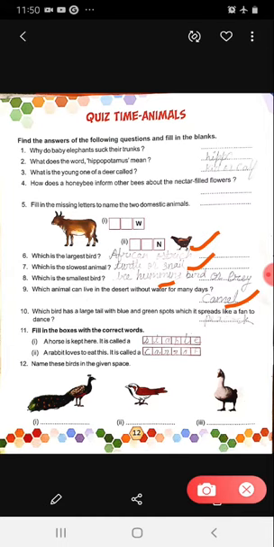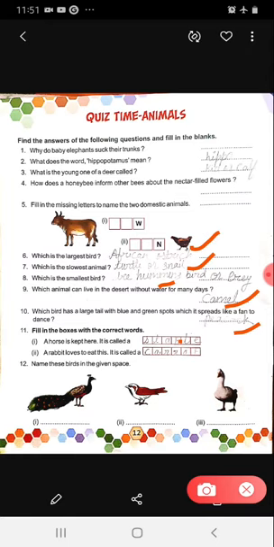Okay, the next, which bird has a large tail with blue and green spots which is spread like a fan to dance? कौन सा animal है? ये bird, peacock. Okay, the next one is, fill in the box with the correct word. तो आपको correct word के हिसाब से यहाँ पे fill करना है. तो पहला दिया है, a horse is kept here. It is called, मतलब horse को कहाँ रखा जाता है? तो stable में.